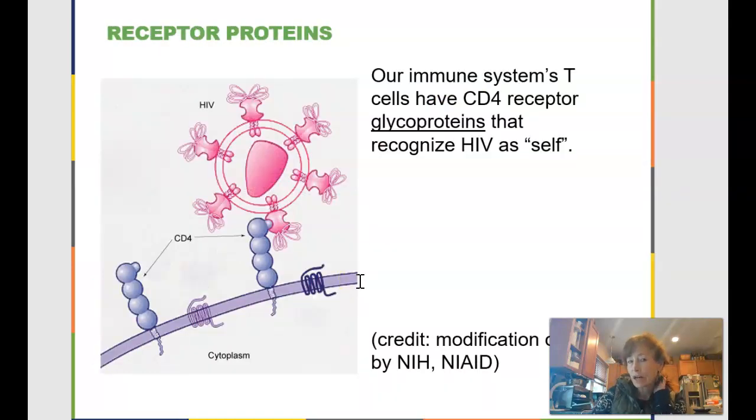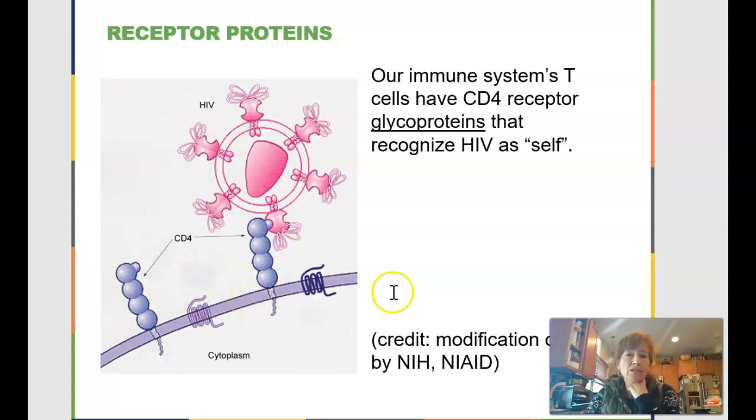Some proteins are important on the surface of cells for cell recognition. So when a cell sees another cell, it can interact with it. We have immune system cells that have these receptors on them, which are basically glycoproteins, and what they do is recognize what is self versus what is non-self.